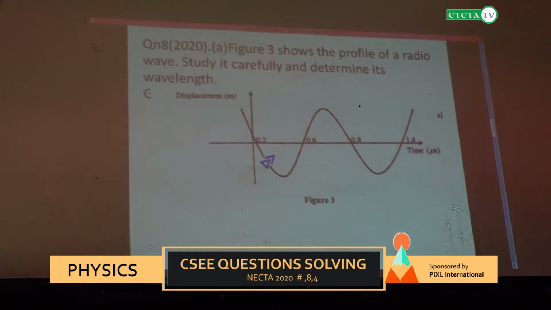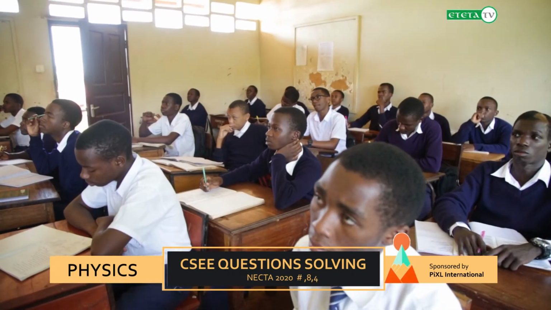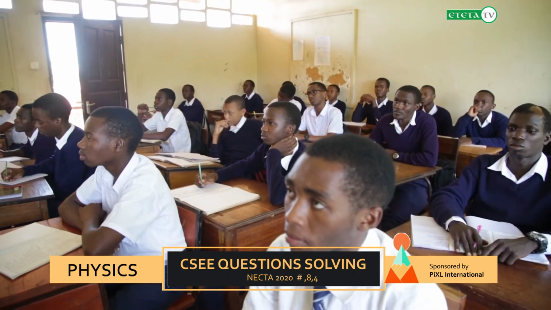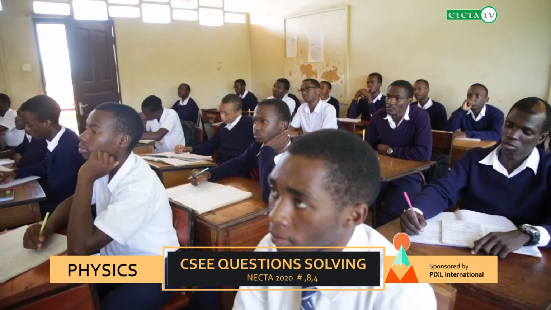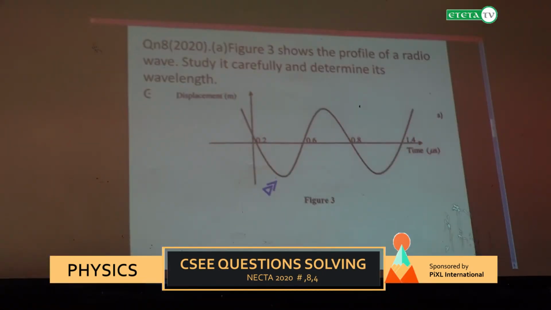And we know that in order to find the wavelength, we need the time a wave takes to complete one cycle. Because the horizontal line represents time in microseconds, you can find the period. And the period is the time whereby a wave completes one cycle. Now, what is the period from the figure?